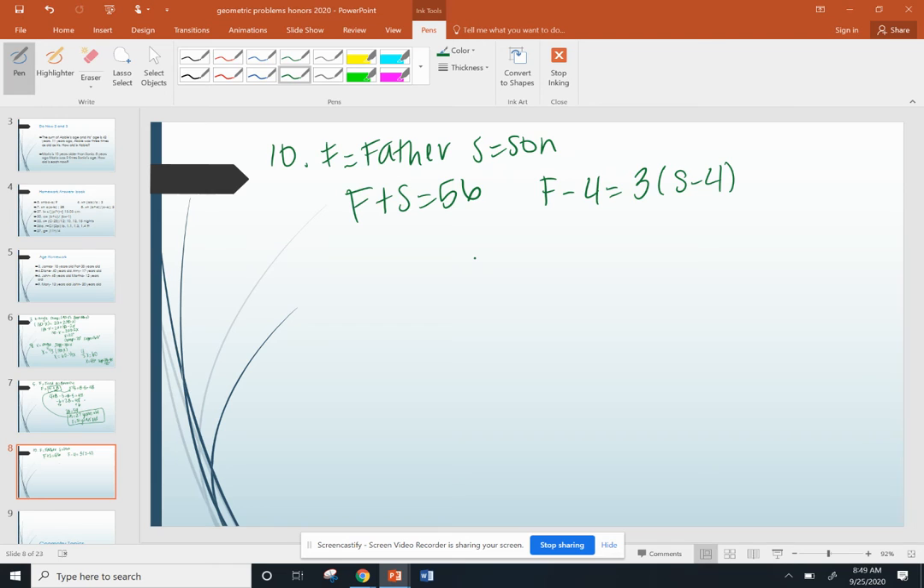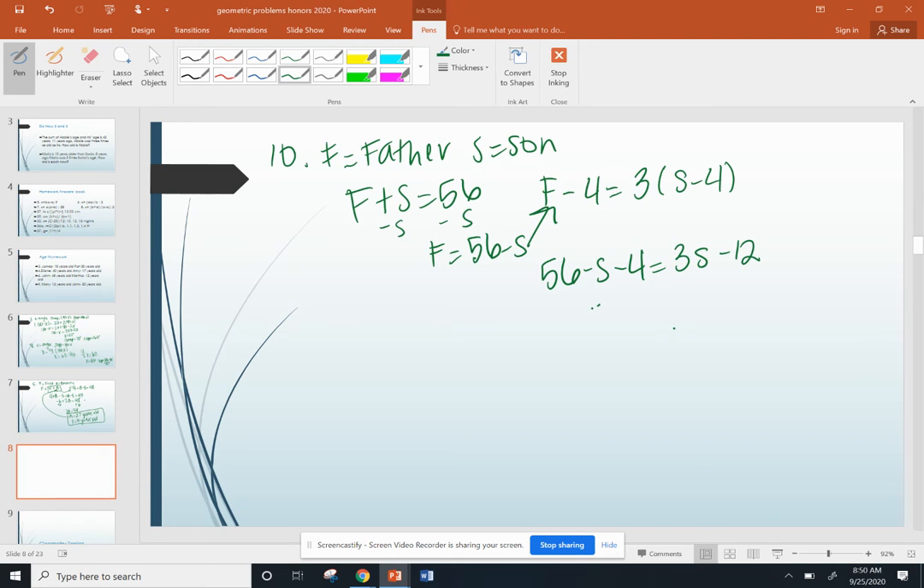And then we need to plug in. But you'll look here and you're like, wow, I can't plug in their addition. So we're going to have to use our literal equation problems where we're going to have to get the F alone. So if we get the F alone, you have to subtract S from both sides. So we get F equals 56 minus S. And we're going to plug it in. So 56 minus S minus 4 equals, I'll distribute, 3S minus 12.